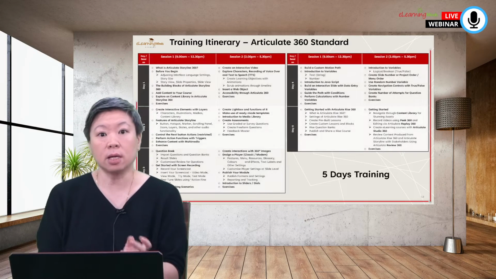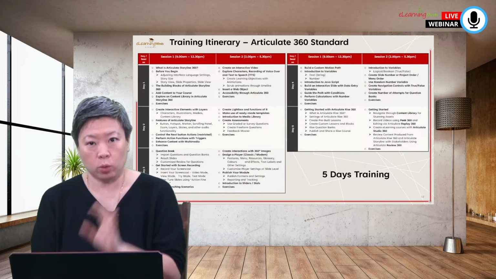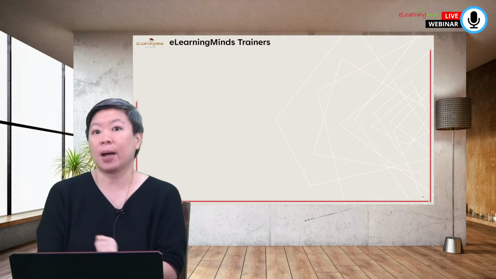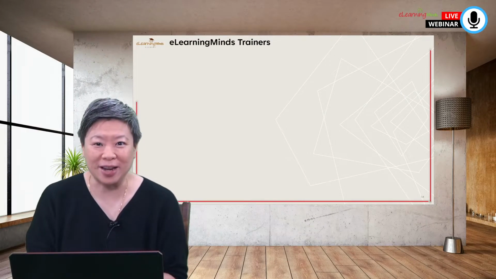Now, next thing, this is our training itinerary, which is a 5 days course. This is a basic training. This is a public course. We have 4 days of training for Storyline, and 1 day where we train you on other suites. Now, E-Learning Minds trainers, you are wondering who the trainers are, right?